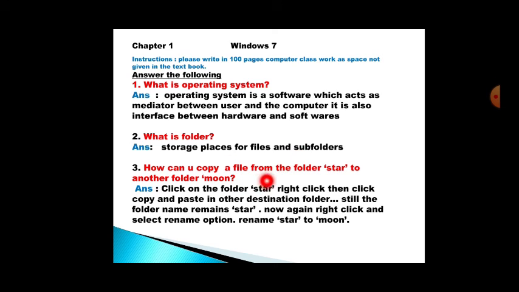How can you copy a file from the folder star to another folder moon? Click on the folder star, right click, then click on copy and paste it in the destination folder, where you want to copy it. Then the folder name still remains star. Once you copy it, it also remains star. Now you can right click on the star, then select the rename option. Rename star to moon. So you have two folders now, the star folder as well as the moon folder.